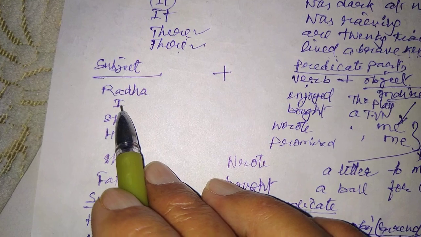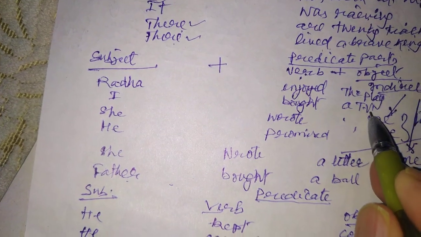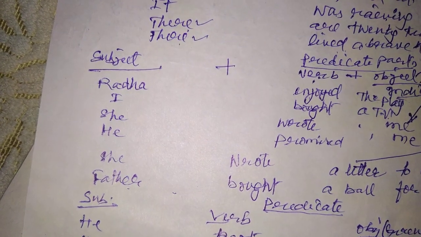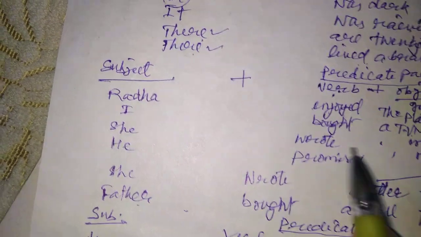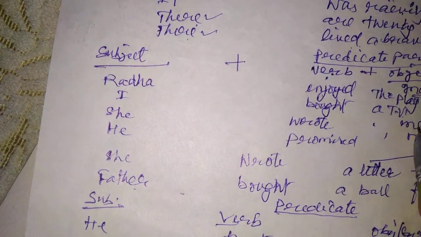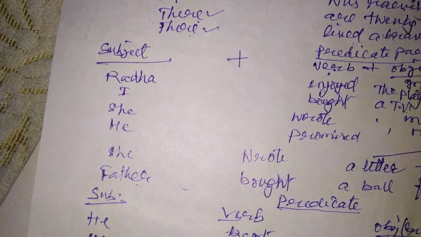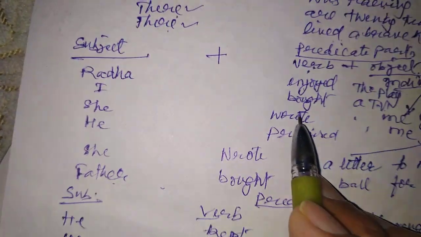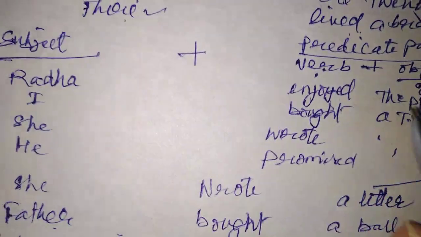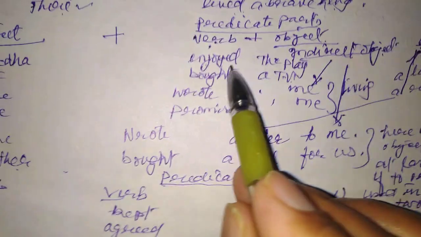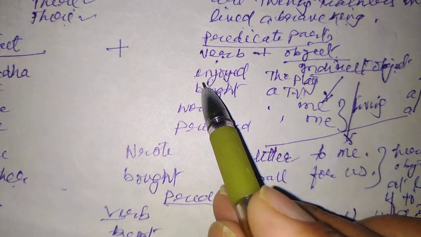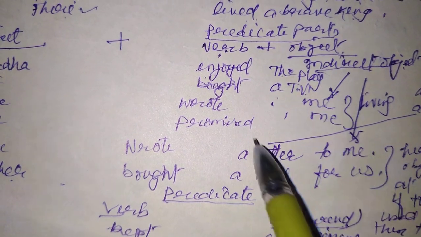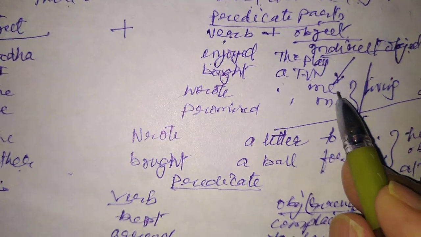Second one. I bought a TV. Maine ek TV kharida. Another one. She wrote me a letter. Usne mujhe patra likha. See, up to this point, in these two examples we had only an object with the verb, bought a TV and enjoyed a play. But here we have added something more.